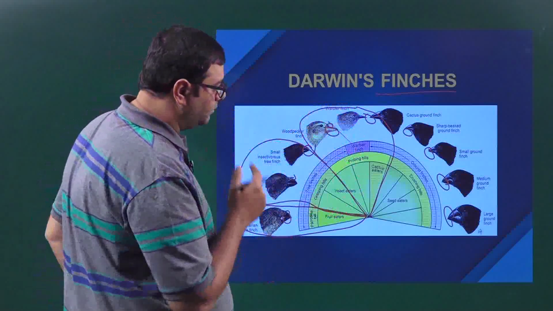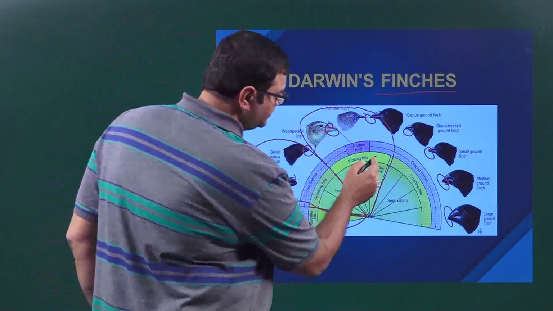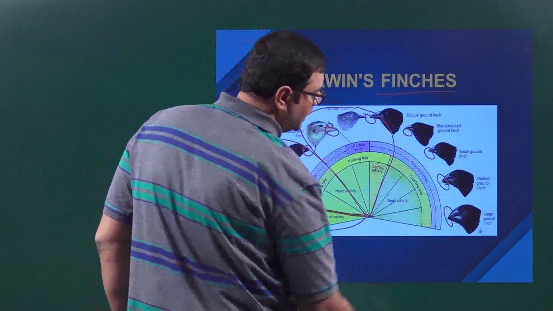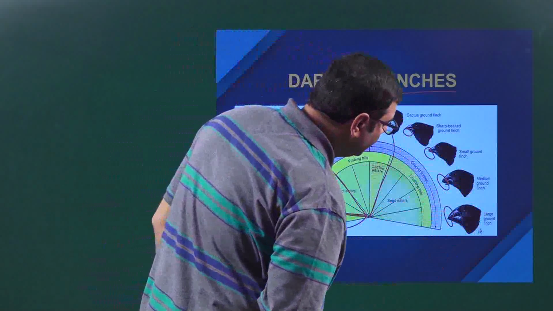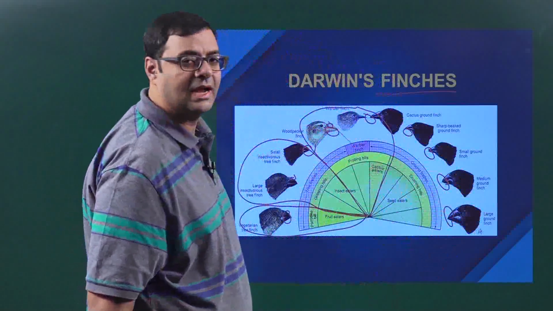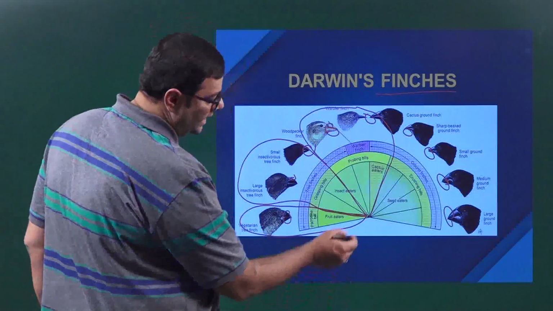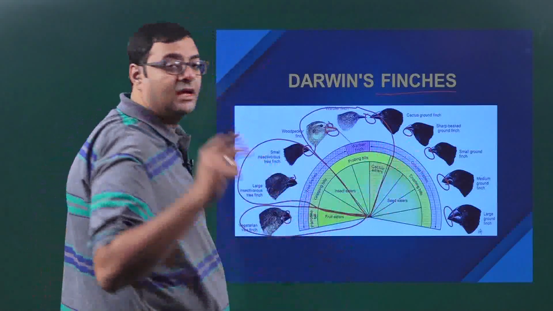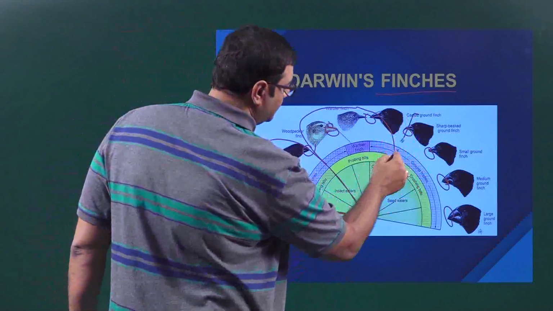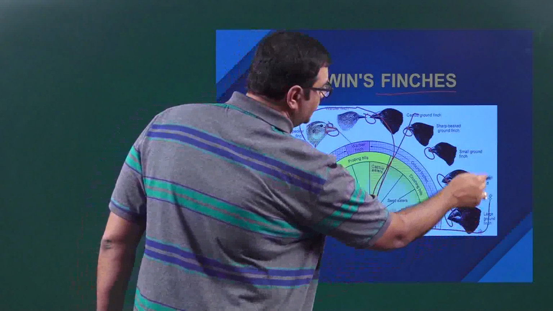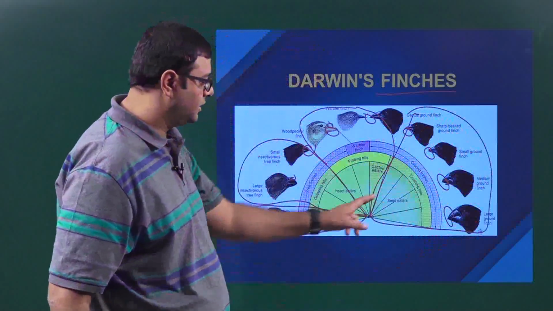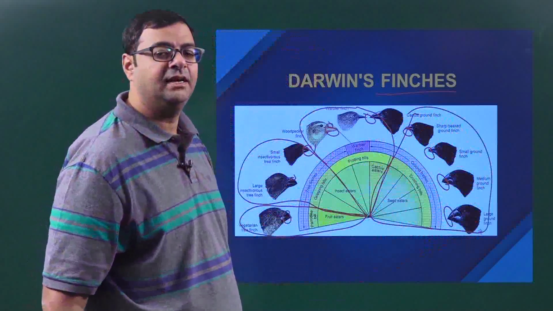Okay, right, now these finches, from the cactus finches all the way down to the large ground finch, are all categorized under ground finches, and they have crushing bills. So they crush whatever food they are getting. This entire set of finches are basically seed eaters.